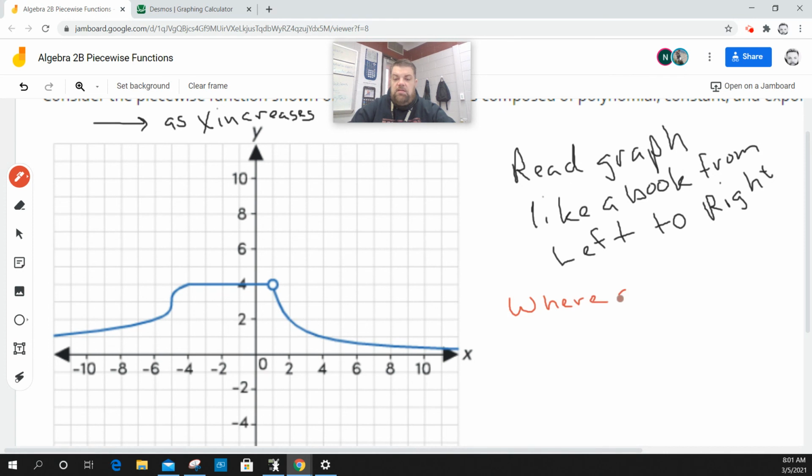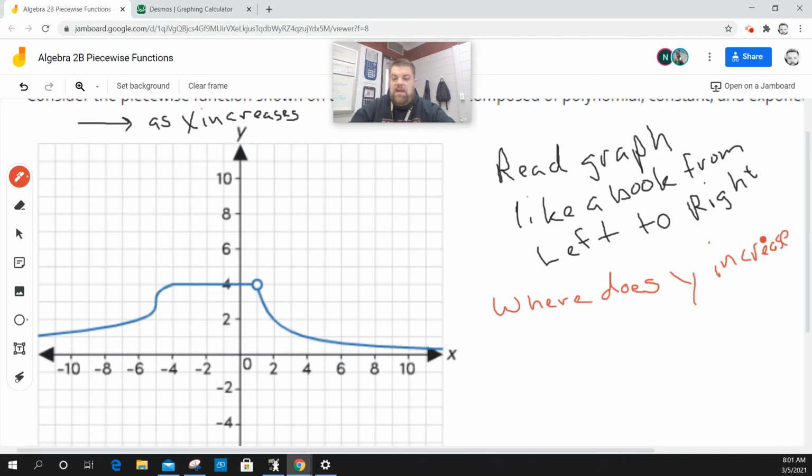where does y increase? Okay, that's what they're really asking us, is where does y increase? And I probably sound like a broken record, but it's important that you guys understand that when I say y, in this particular case, y equals f of x. Technically, this is not a function either, but I don't want to be too critical of that.